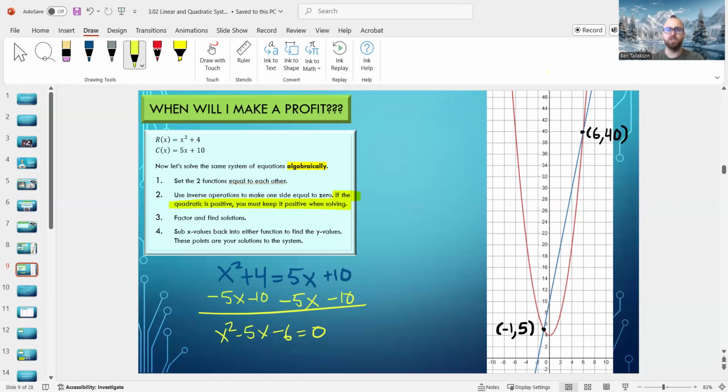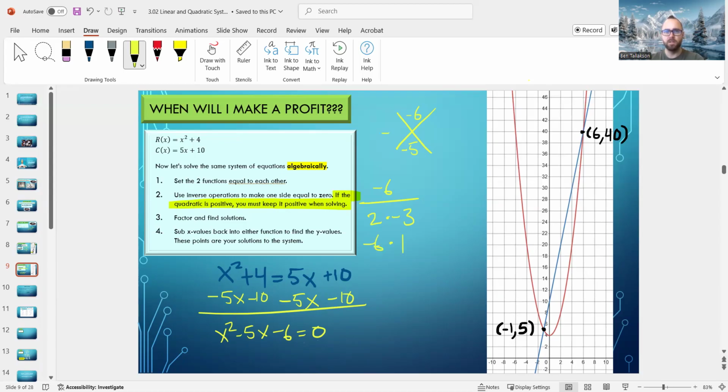Factor and find solutions like you've done so many times. And how do we do that for a quadratic with a leading coefficient of 1? The x method. So we draw our x, we put a times c on top, b on bottom. What two factors of -6 add to -5? Well, you could start with anything you want, 2 and -3. Those will not add to -5. So you could try different things, but I believe it's -6 and 1.